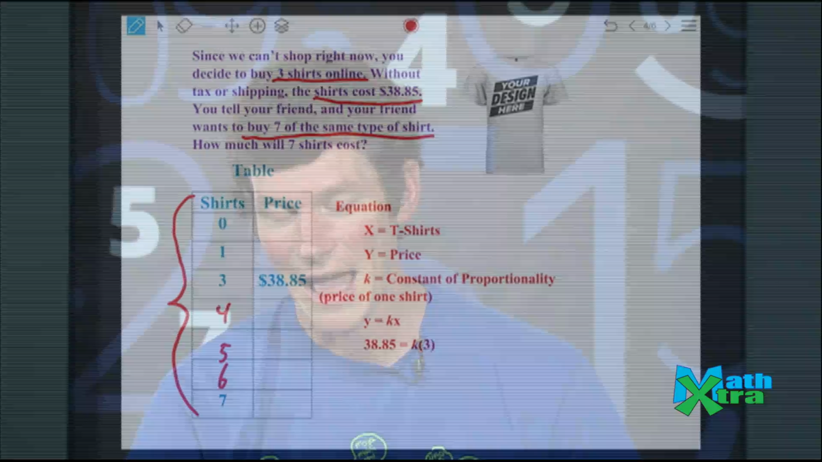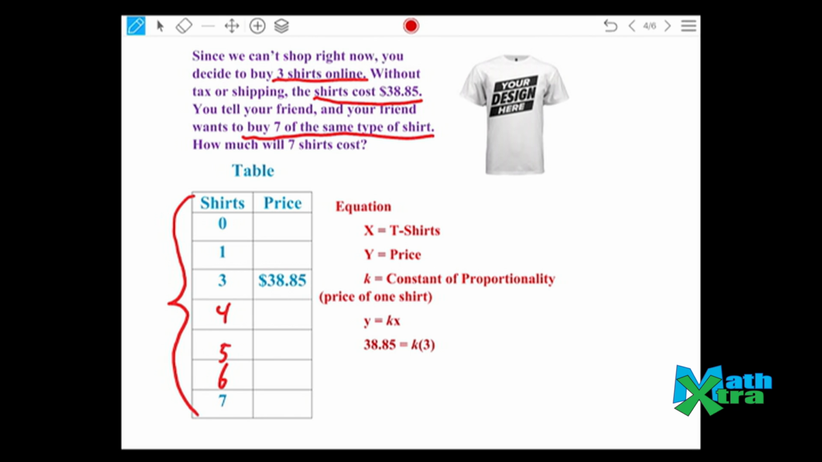Thinking? Got a plan? Well, I got one. I want to know how much 1 shirt costs. And there's a couple of ways to do that. If 3 shirts cost $38.85, I could just divide by 3. $38.85 divided by 3 will be $12.95. You can check me, but I promise you it's right.